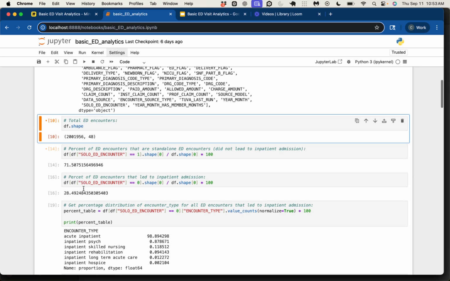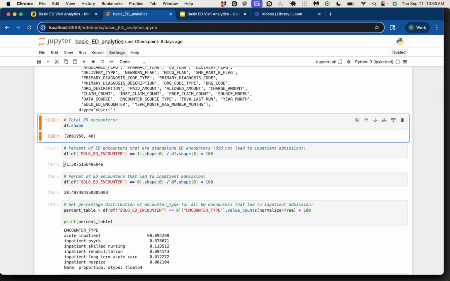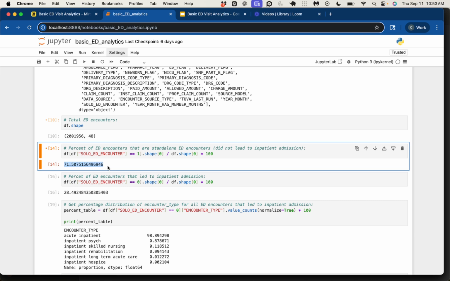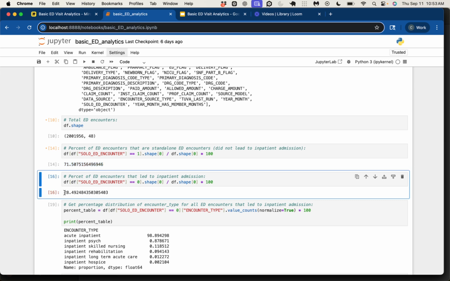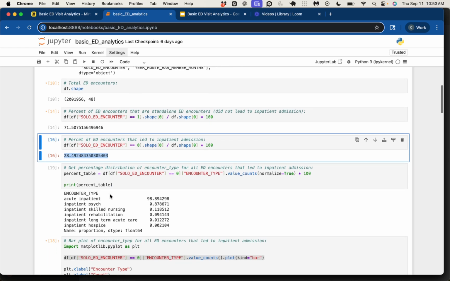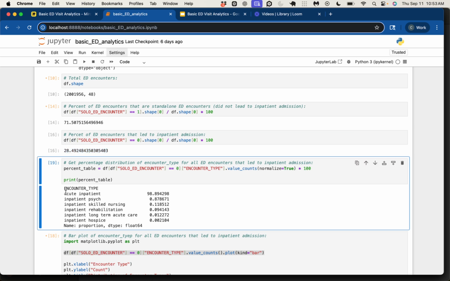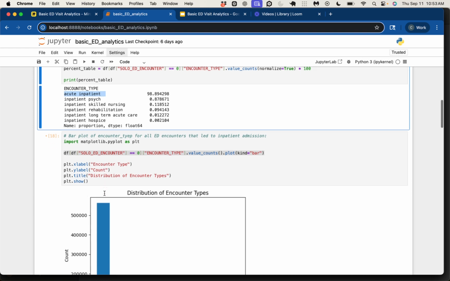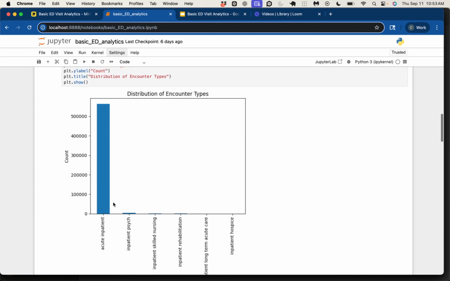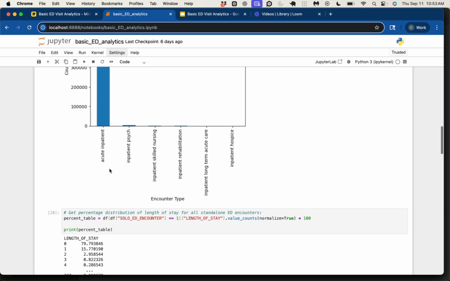We can see the percent of those encounters that are standalone ED encounters versus the percent of them that led to an inpatient admission. For those encounters that led to an inpatient admission, we can see what kinds of encounter types they're leading to. You can see the vast majority of them are leading to an acute inpatient encounter type. We can see a chart of that, so most of them are acute inpatient.